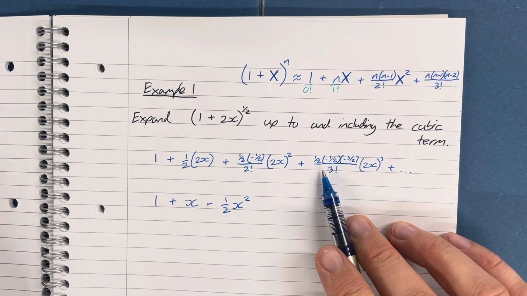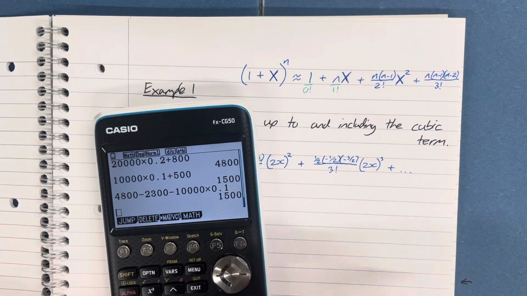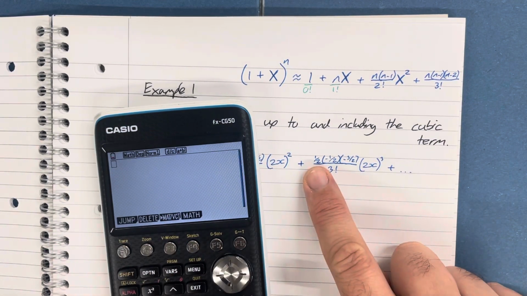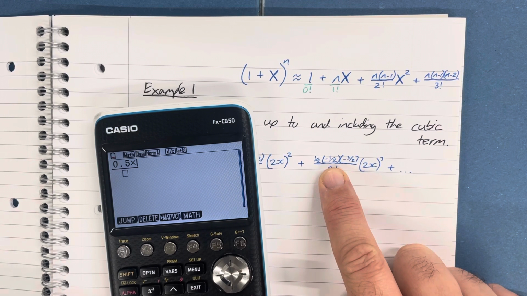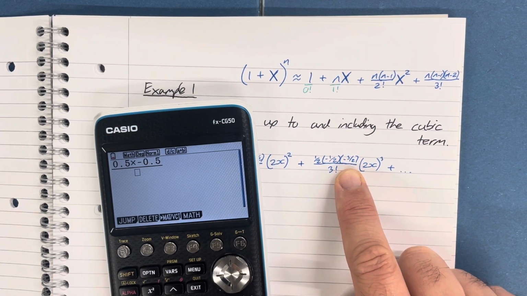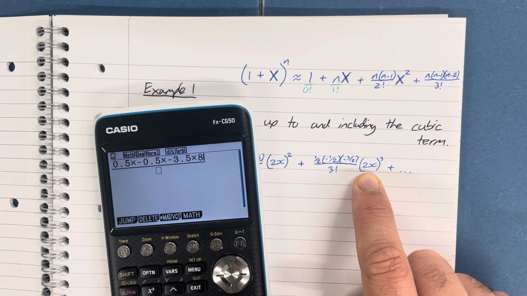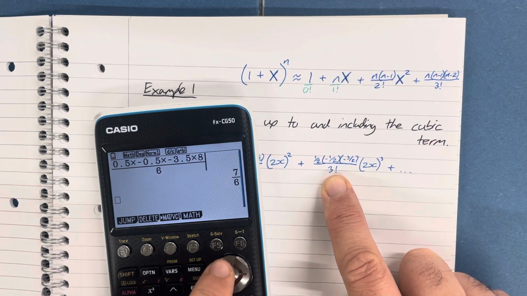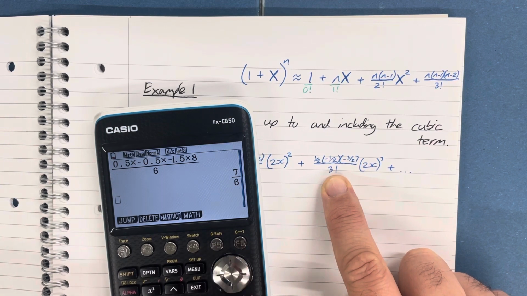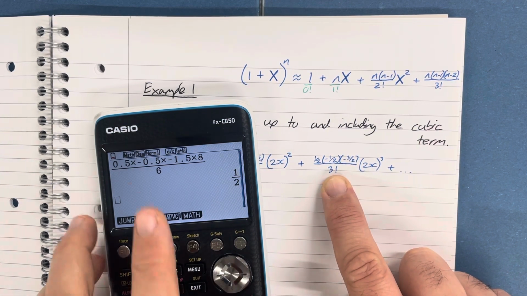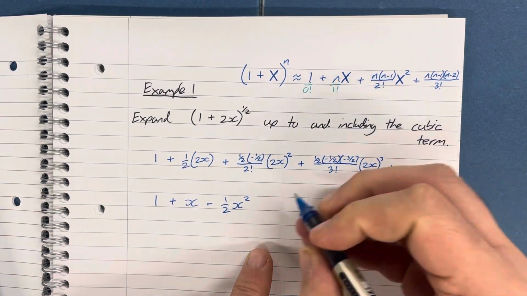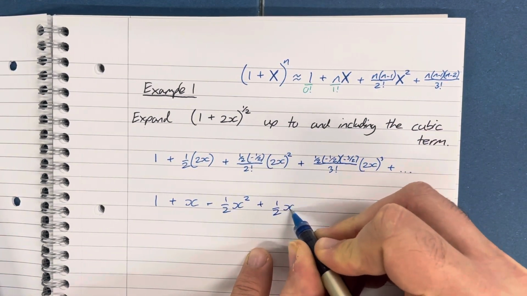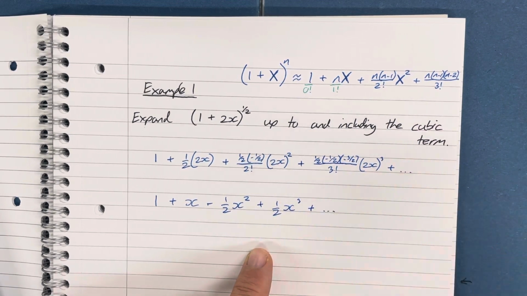And then this one here, I'm actually going to crack the calculator out just in case I make a mistake. Let's delete all of that. So we're going to get a half times minus a half times minus 3 halves times 8, because that's what 2 cubed is, divided by 3 factorial, which is 6. And that gives me... oh, that's not right. 3 halves is 1.5. Yeah, positive half. So that coefficient there is positive a half x cubed. And that's as far as we want to go, because we're told to go as far as the cubic term.